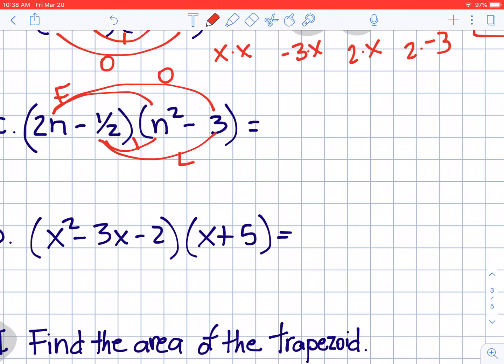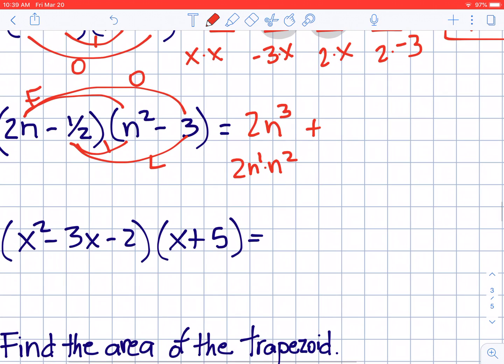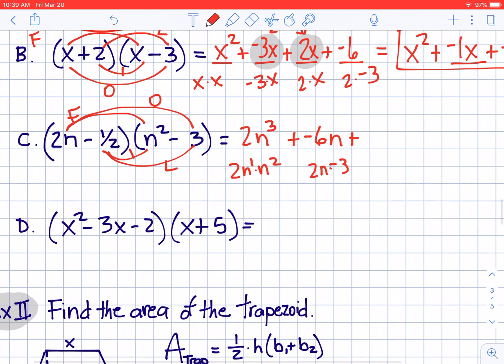All right, the first piece here is going to be 2n times n squared. And that gives me 2n to the 3rd power. Remember, we have to add those exponents. Plus. Now I'm going to take the 2n times the negative 3. So 2n times negative 3. And that gives us negative 6n. Always put a plus after that. You'll never make a mistake as long as you keep track of those negative signs.